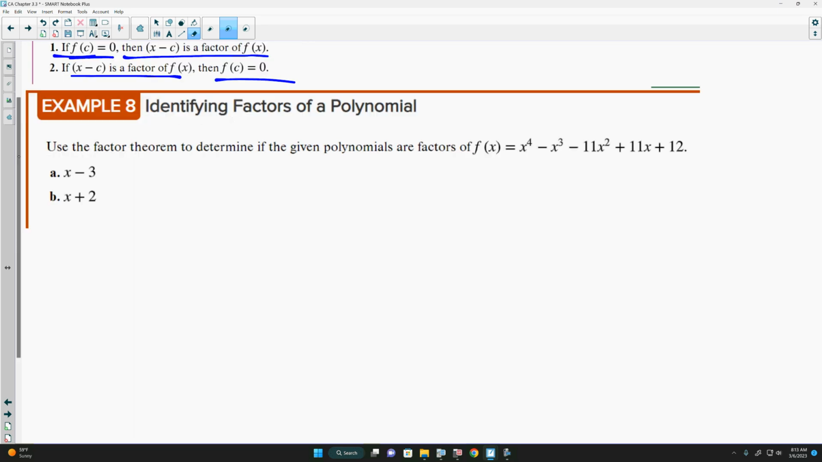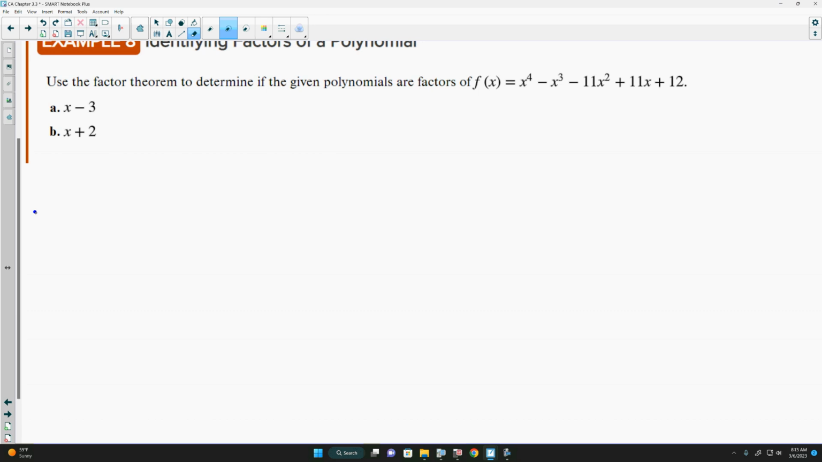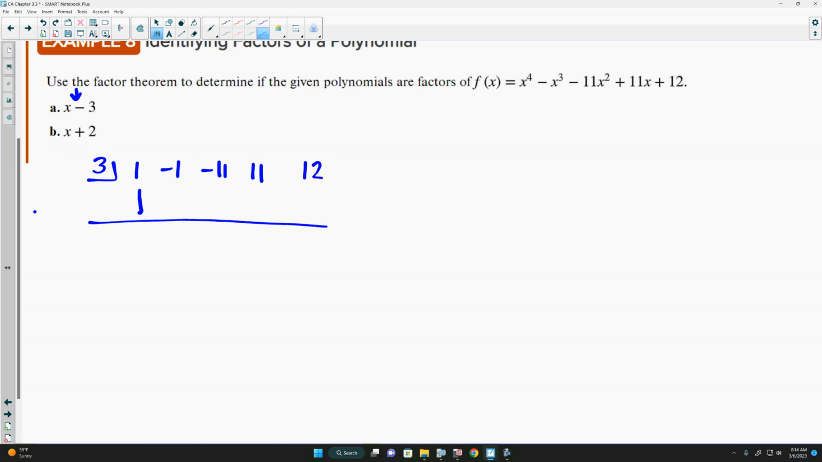So if we were looking at this here, x minus 3, if we want to see if it's a factor of this, one of the first things we need to do is solve this here, get it equal to 0. Well, what minus 3 is 0? 3. So the solution for this here is 3. And a lot of times with these, it's just flip the sign, because we would add 3 to both sides. Numbers across the top, we would have 1 for x to the 4th, negative 1 for x cubed, negative 11 for x squared, 11 for x, and 12.